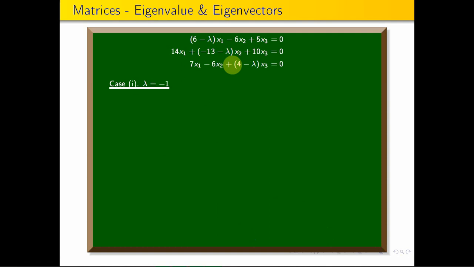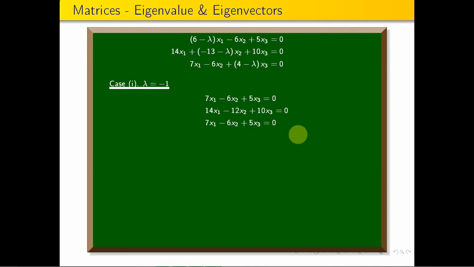So now all lambdas are minus 1. So I am substituting lambda is equal to minus 1. We get 6 minus of minus 1, which is 7. So 7x1 minus 6x2 plus 5x3 equal to 0. Next, 14x1 minus 12x2 plus 10x3 equal to 0. And in this equation 7x1 minus 6x2, if you substitute lambda minus 1, 4 minus of minus 1 will become plus 5. So 5x3 equal to 0.